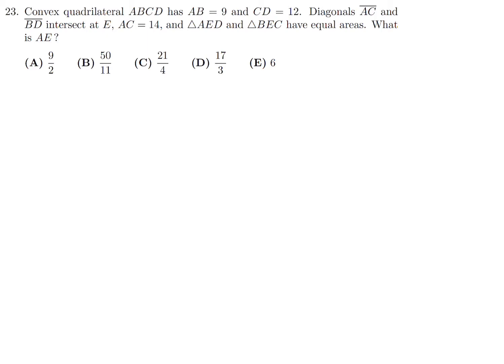Convex quadrilateral ABCD has AB equal to 9, CD equal to 12. Diagonals AC and BD intersect at E. AC is equal to 14, and AED and BEC have equal areas. What is AE? Let's draw our diagram and try to understand this question. So we've got AB, and then not entirely sure what this looks like, but let's just work with this.